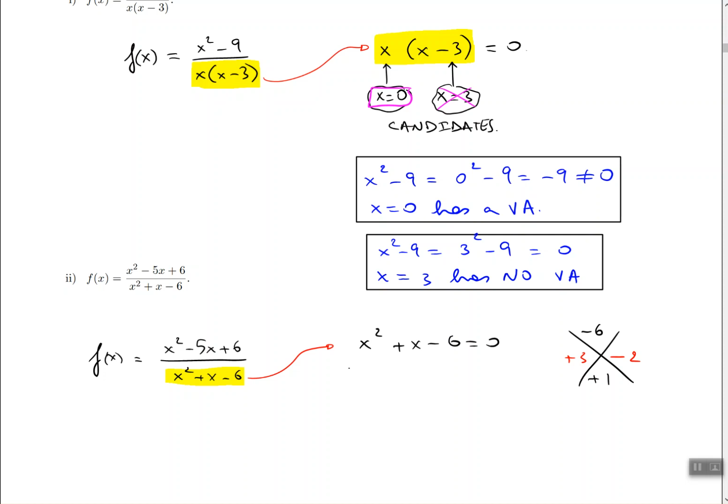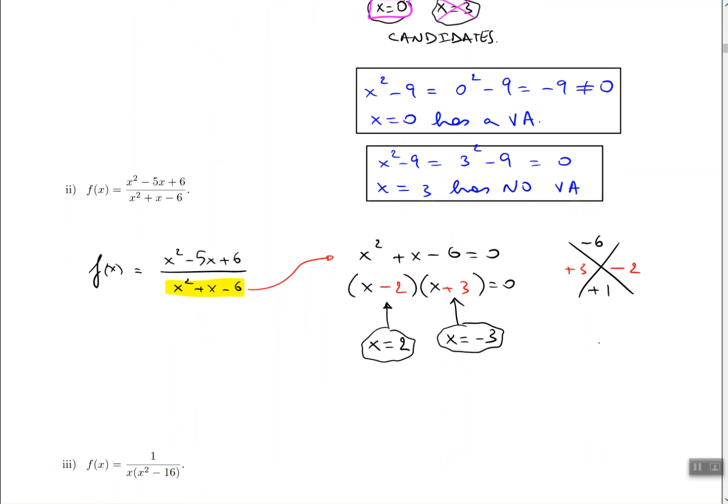So I'm going to take my denominator and write it as x minus 2 times x plus 3. So what are the roots? What makes the first parentheses 0? The number there is 2, and the second number is negative 3. Those are what we've been calling the candidates in this section. So which one of them is going to be the right vertical asymptote?